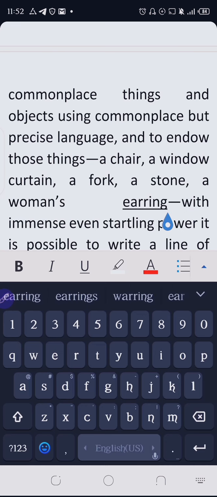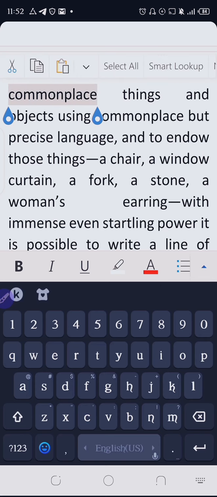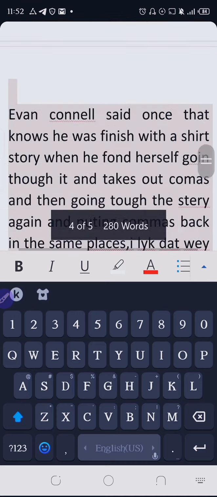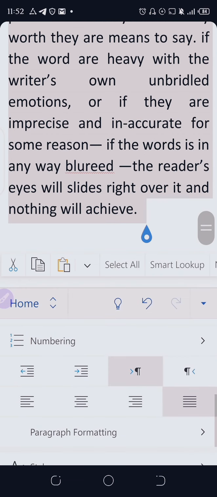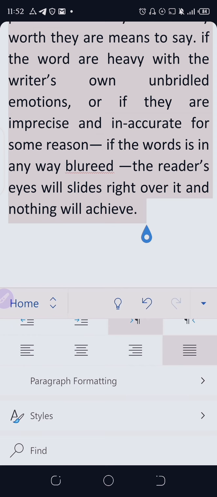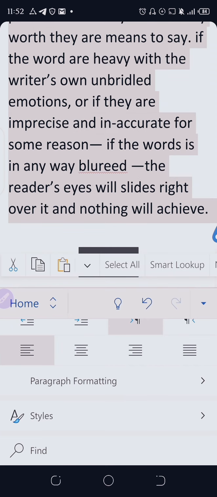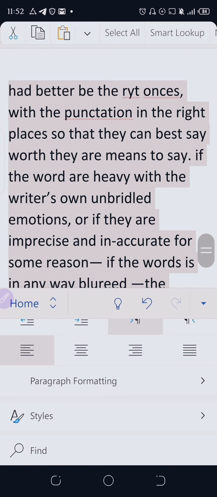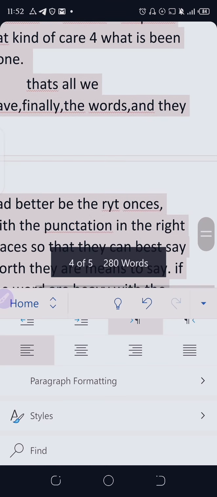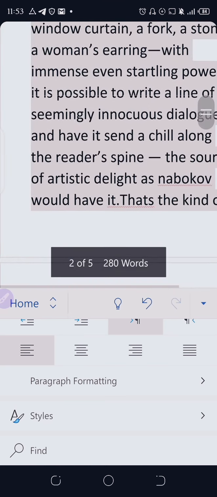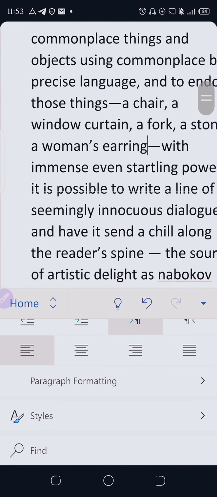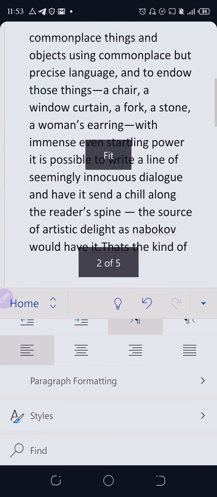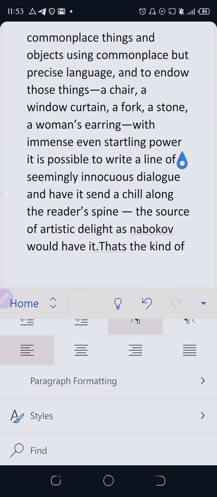Now because the document is formatted, that's why we're having the spacing. Okay, so let me do something. Let me just select all and change the paragraph formatting. Let me just make it such that everything closes up to the left. So where are we? So woman's hearing, here we are. With immense, even startling power. Let's fit the whole thing so that we can see startling power. I think that's the end of that statement.